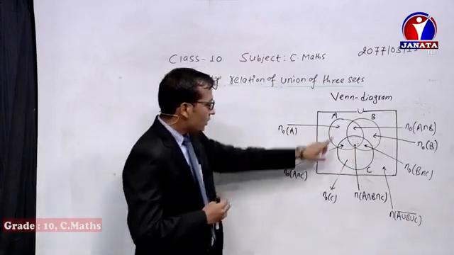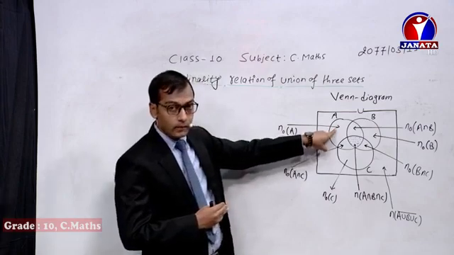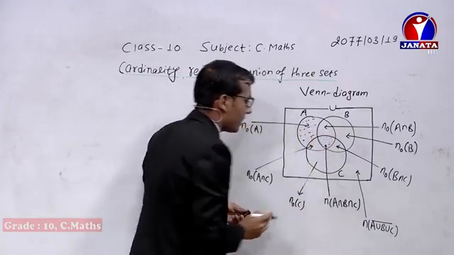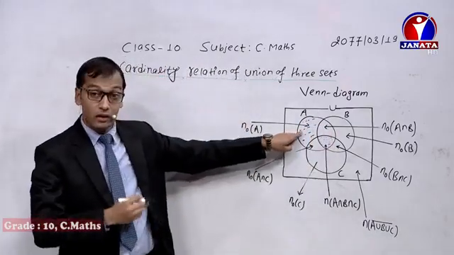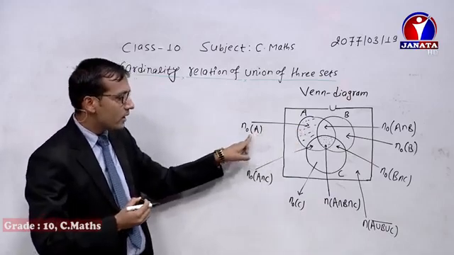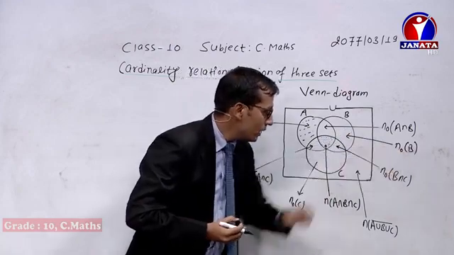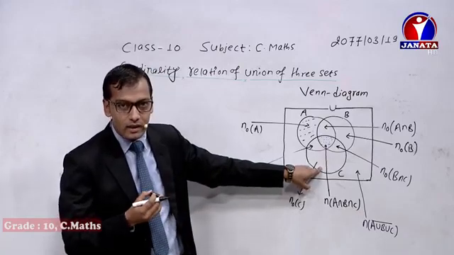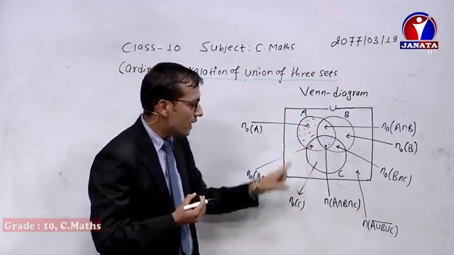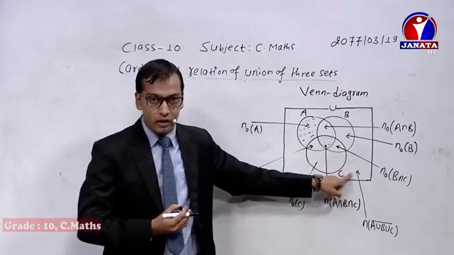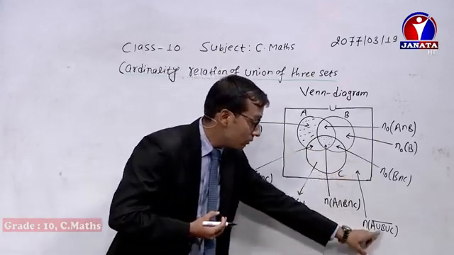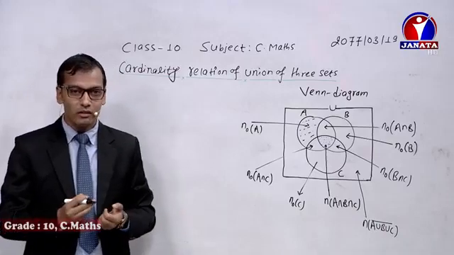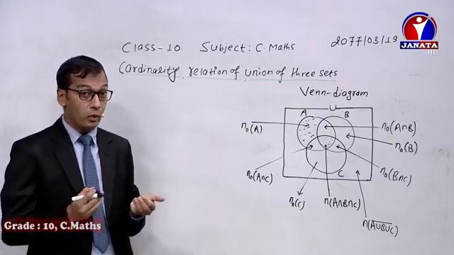Lastly, let's see what the set notation is for this region. This region belongs to set A only, and we write n only A. Similarly, this one is n only B, and this is n only C, and the region which lies outside of sets A, B and C is called the complement, and we denote this by n of A union B union C complement.